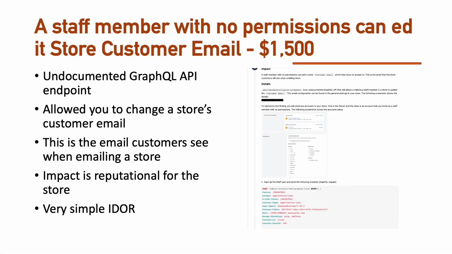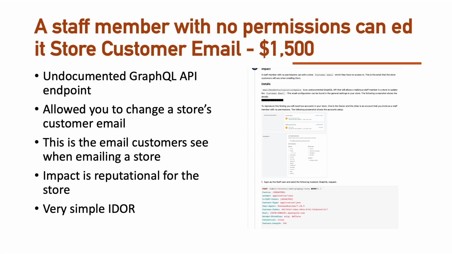A staff member with no permissions can edit a store customer email. This was an undocumented GraphQL endpoint. In this case, they found it via, I think, introspection, but it wasn't really listed how it worked. So all they had was the introspection results. And what this endpoint allowed them to do was change a store's customer email. That's the email people see when they email a store.